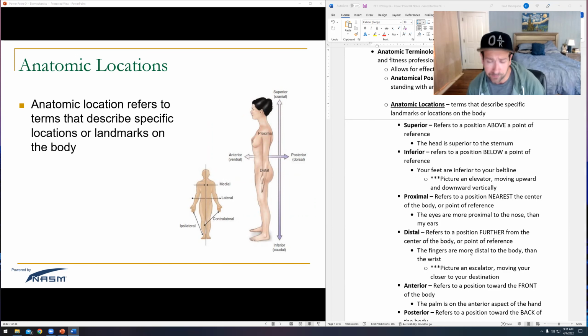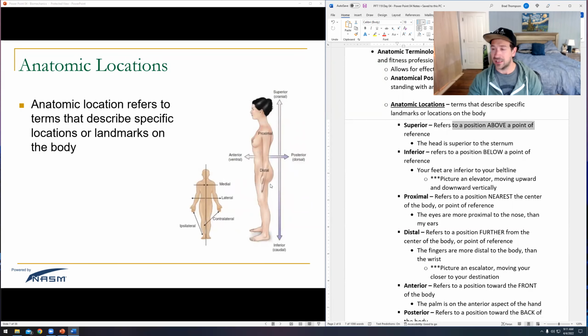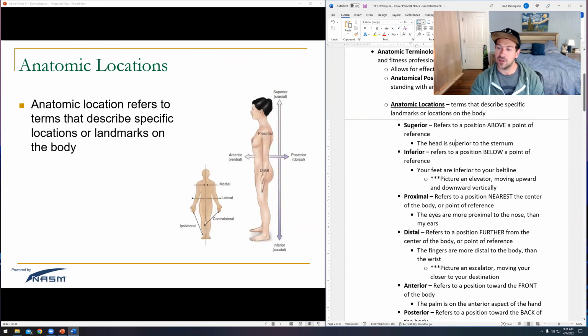So we have got our first term, which is going to be superior, right? Superior is a position above a point of reference. You can see that here. By the way, I'm going to flip back and forth between the slides here, just so I can keep coming back to this picture. So superior is a position above a point of reference, right? Your head is considered superior to your sternum, which is your breastbone. Or the femur, that's your thigh bone, is superior to your tibia, that's your shin bone, right? So superior is above a point of reference.